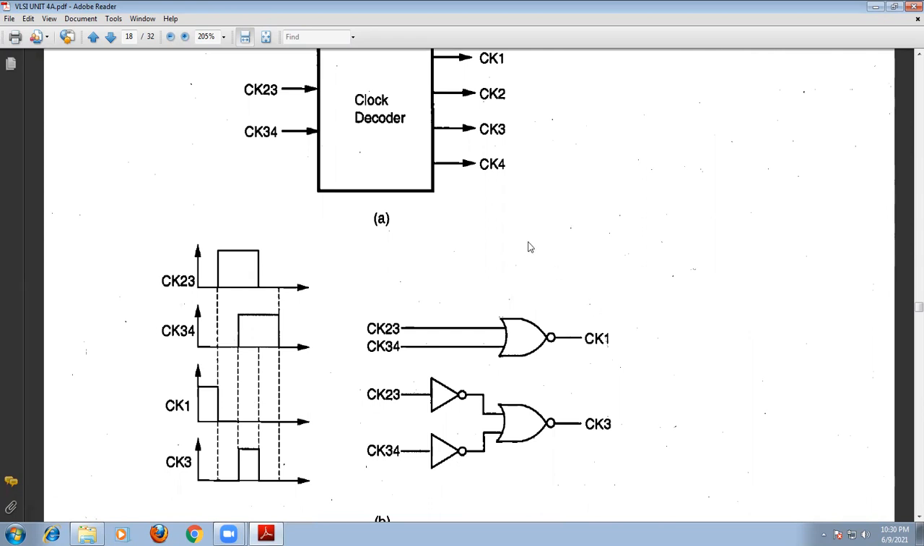Since the clock signals are required almost uniformly over the chip area, it is desirable to distribute all the clock signals with uniform delay. Okay, so generation is completed now. Let's go for the distribution.